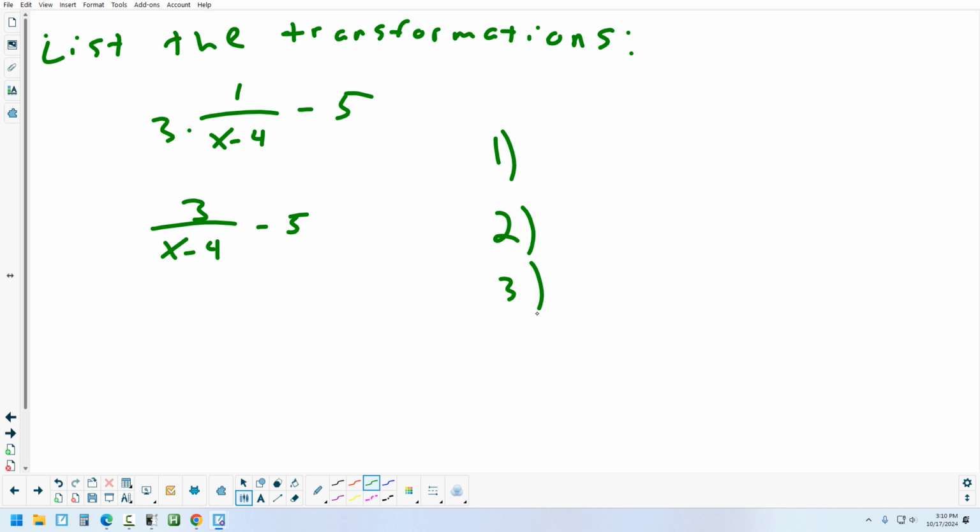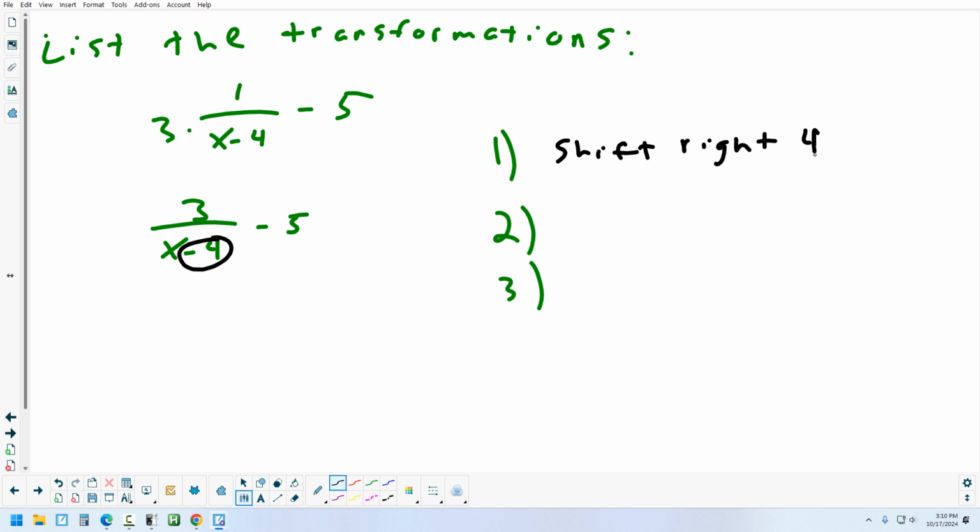Which number do we start with here? The 3, the -4, or the -5? Nope, 3 is going to be the second one we do. We're going to hold off on that one for a minute. So would it be the -4? The -4, yep. And what is subtracting inside the denominator going to do to that function? It's going to go right 4 units.